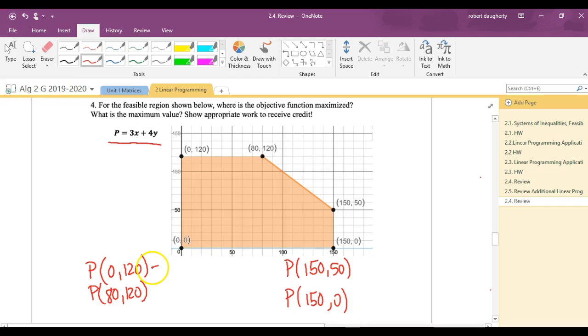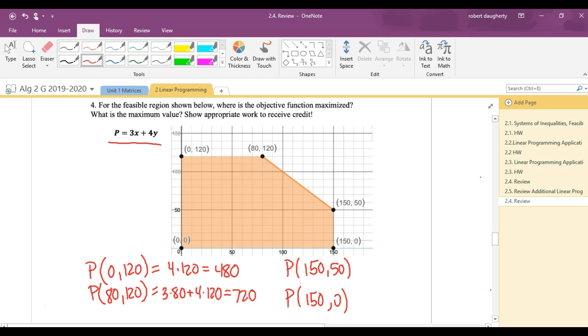Okay, so this is going to be 3 times 0 plus 4 times 120, which is 480. The next one is going to be 3 times 80 plus 4 times 120. So that's 240 plus 480. Just double check that. So 240 plus 480 is 720.